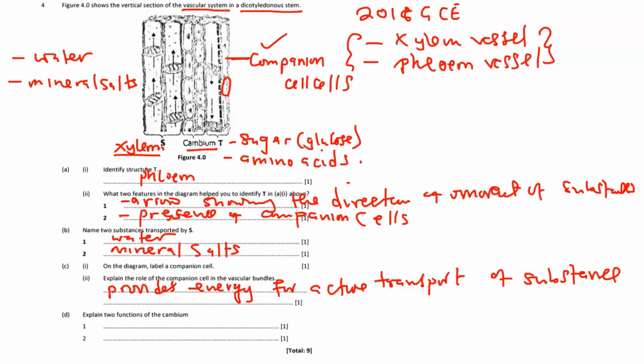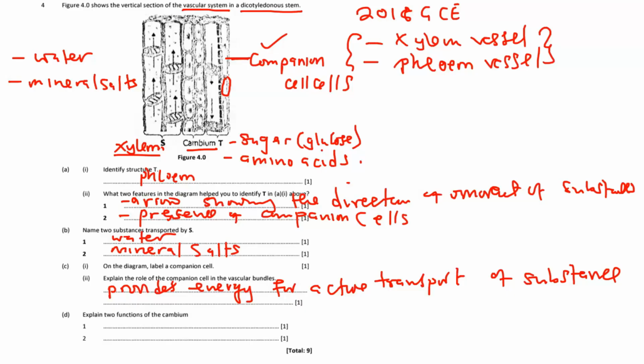And of course, from cell specialization, if you had time to look at my video on cell specialization, I explained much on the companion cell. So if you have not done that, please look at the video on cell specialization where we answered questions. Then now, explain two functions of the cambium.